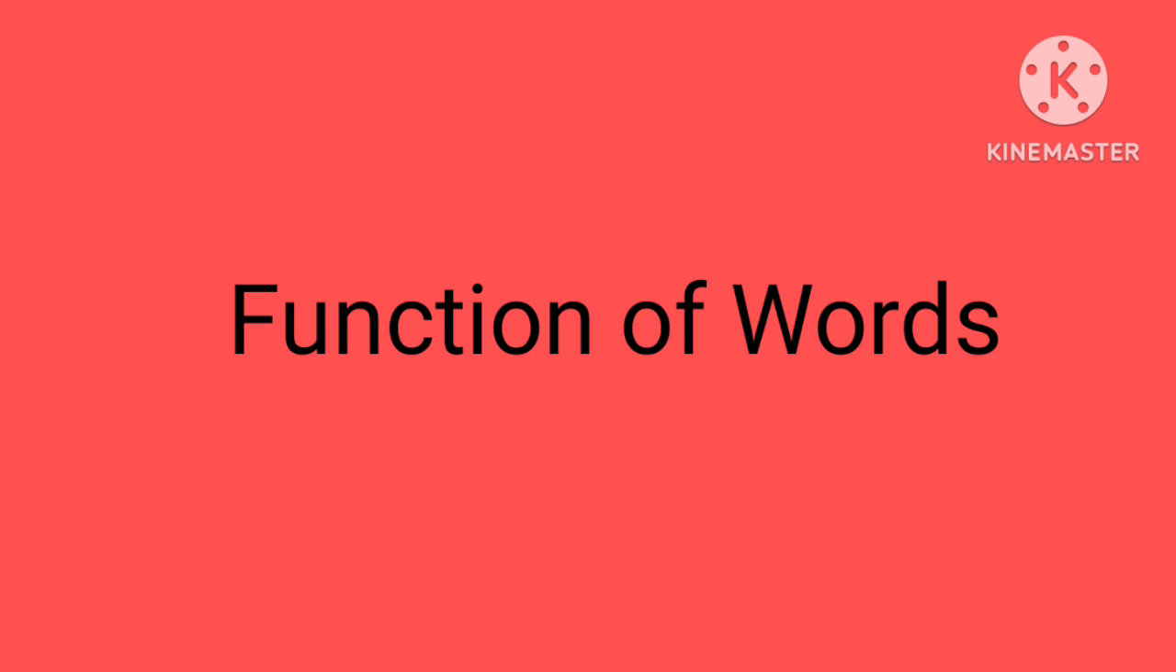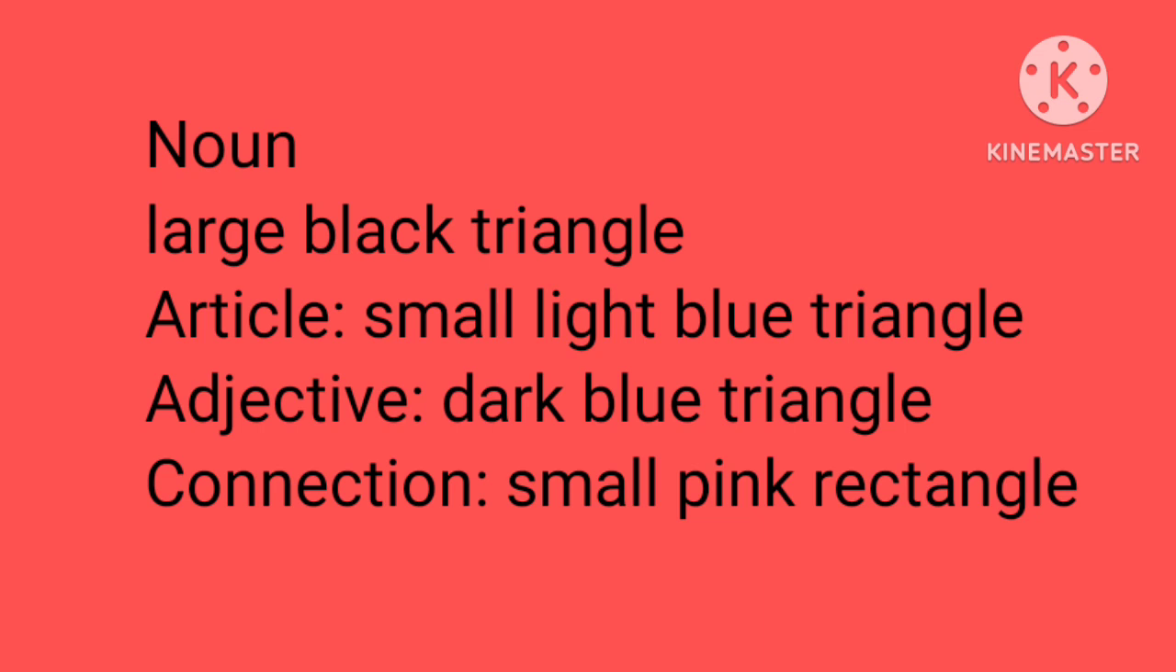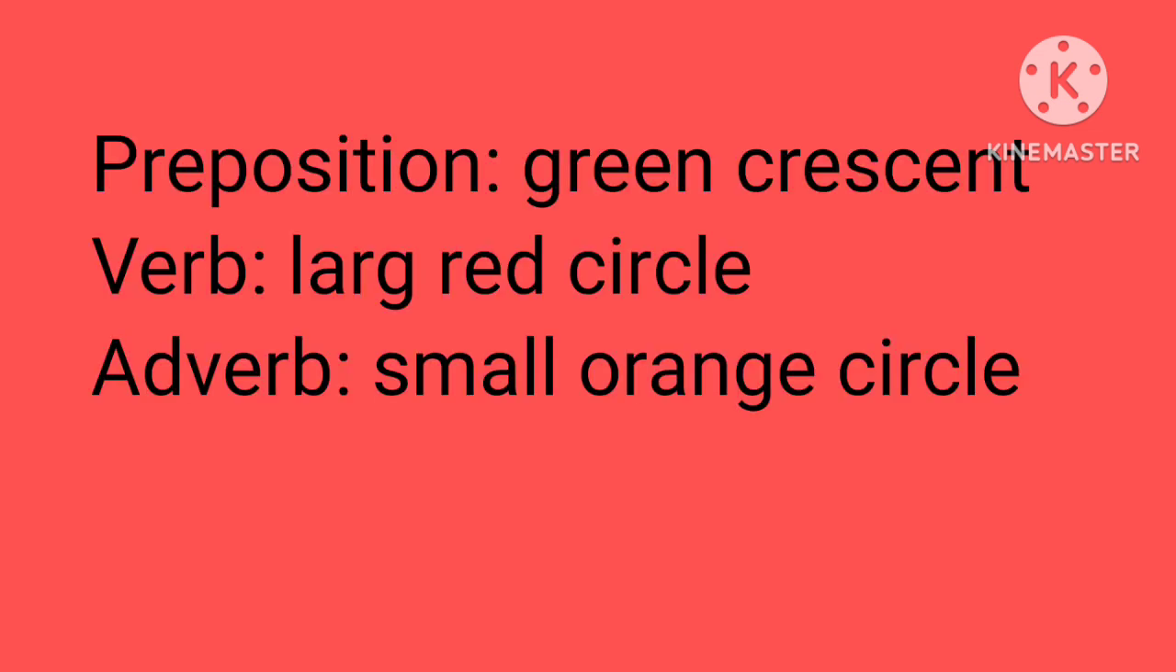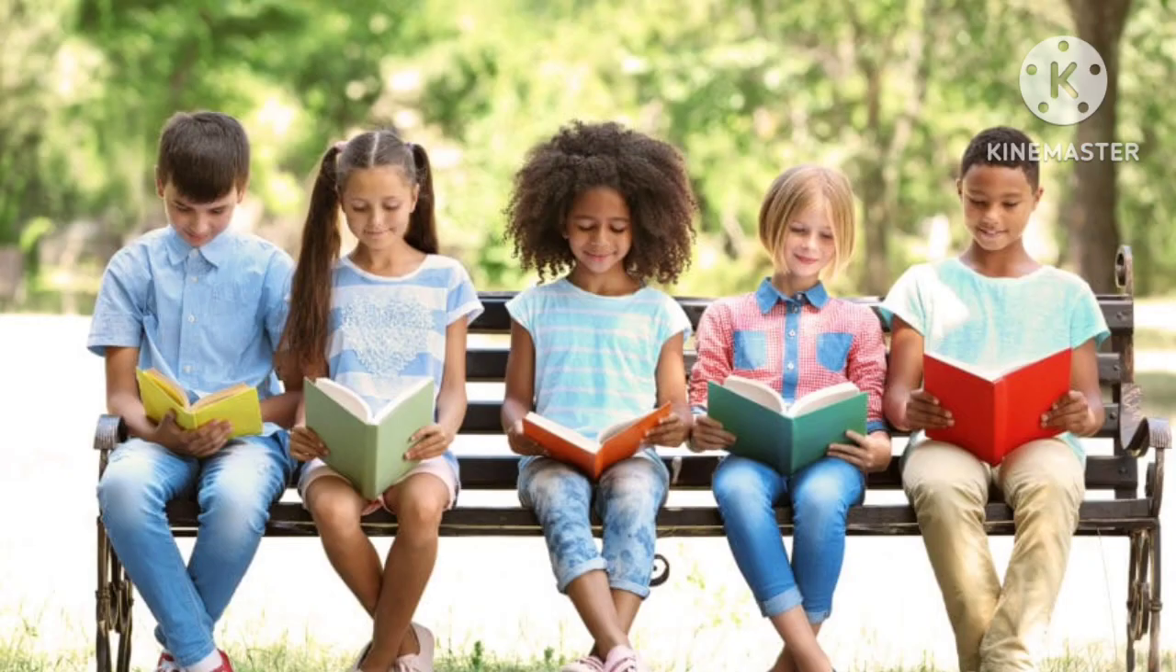Parts of speech given in the primary class are the noun, article, adjective, conjunction, preposition, verb, and the adverb. This is the order in which they are presented. Noun: large black triangle. Article: small light blue triangle. Adjective: dark blue triangle. Conjunction: small pink rectangle. Preposition: green crescent. Verb: large red circle. Adverb: small orange circle.